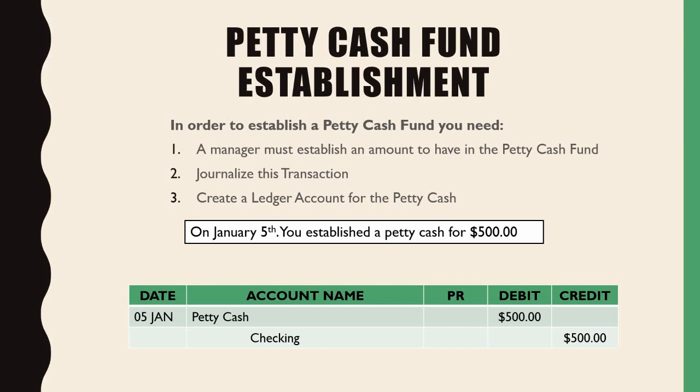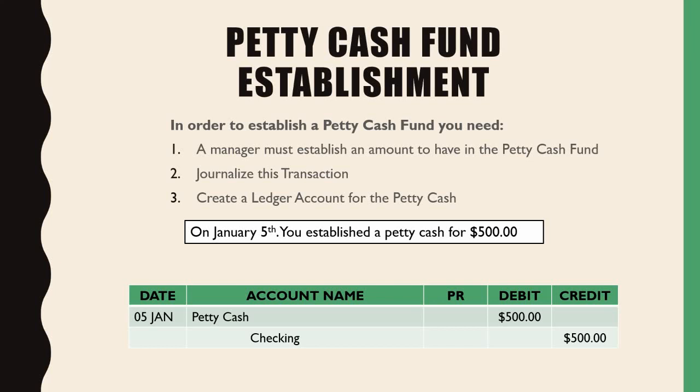Now, to establish a petty cash fund is straightforward, right? You're going to debit your petty cash and you're going to credit the checking account. Why? Because the rule of thumb here is you're essentially taking money from the bank and converting it to cash, and you're dumping that money into a lockbox called petty cash. So that's essentially the same thing here, right?